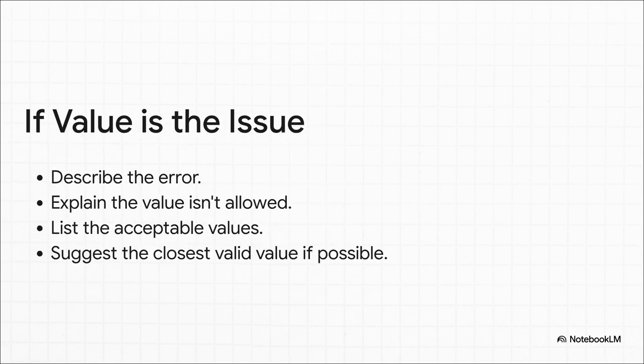Now, what if the value itself is wrong, like they misspelled a state name? The approach is similar. Tell them about the error, but then, and this is key, either list the valid options they can choose from, or even better, if you can guess what they meant, suggest the closest valid answer.